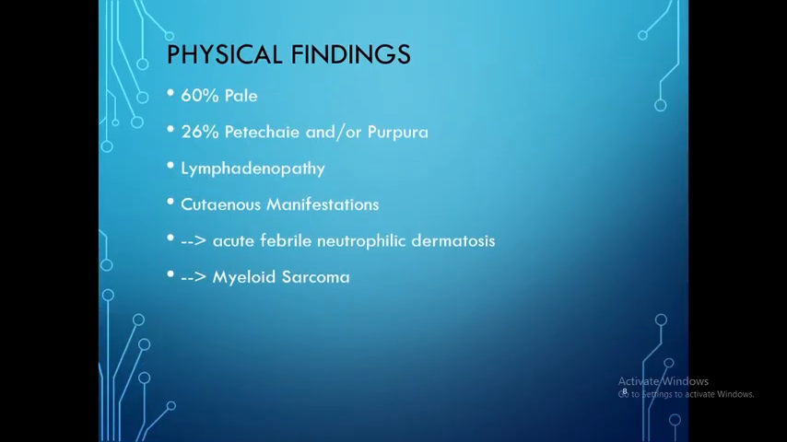Physical findings of patients with myelodysplastic syndrome or MDS: 60% of them could be pale. 25-26% may present with petechiae or purpura. What is purpura? That is skin discoloration, or petechiae. We can simply say internal bleeding which reflects as reddish skin discoloration. It looks like a patch. Lymphadenopathy, or enlargement of lymph nodes. Cutaneous manifestations, or skin manifestations, like acute febrile neutrophilic dermatosis and myeloid sarcoma.